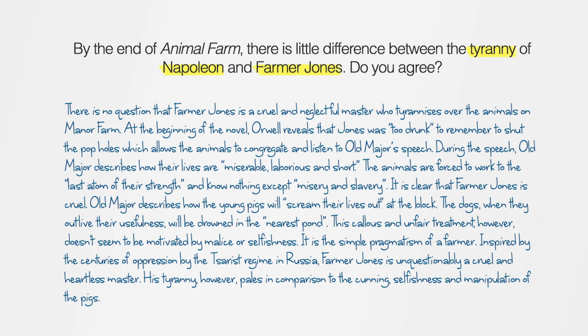Old Major describes how the young pigs will scream their lives out at the block. The dogs, when they outlive their usefulness, will be drowned in the nearest pond. This callous and unfair treatment, however, doesn't seem to be motivated by malice or selfishness. It is the simple pragmatism of a farmer. Inspired by the centuries of oppression from the Tsarist regime in Russia, Farmer Jones is unquestionably a cruel and heartless master. His tyranny, however, pales in comparison to the cunning, selfishness, and manipulation of the pigs.